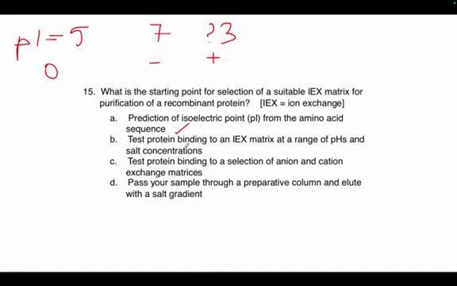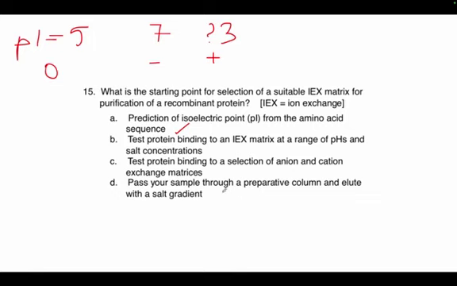Test protein binding to IX matrix at a range of pH and salt concentrations. This we can do, but this is not where we would start. You would start this way if you don't know anything about the protein sequence. Test protein binding to a selection of anion and cation exchange matrices. Again, if we don't know anything about the protein properties, we will do this. Pass a sample through a preparative column and elute with a salt gradient.